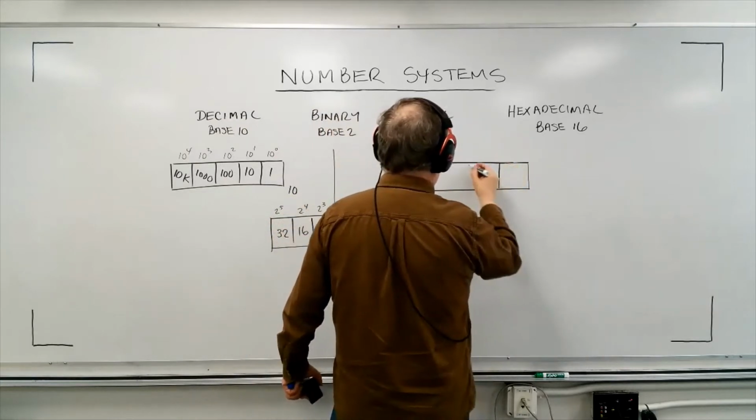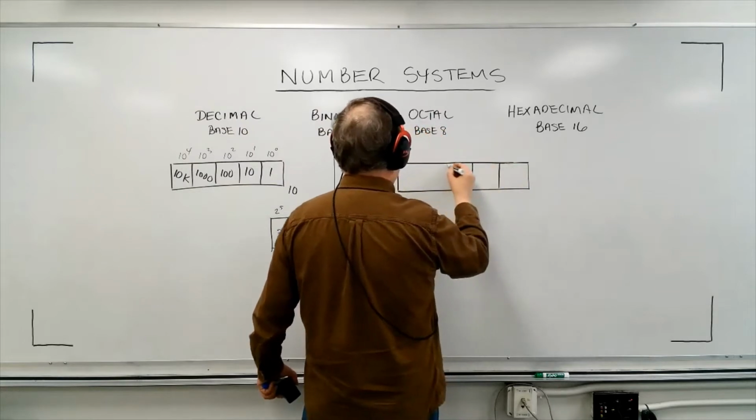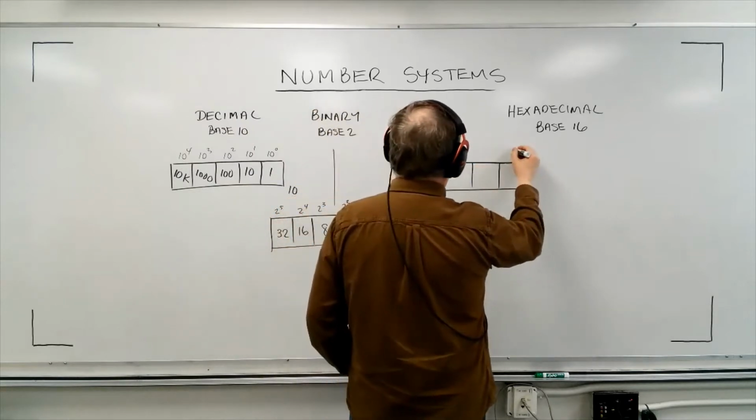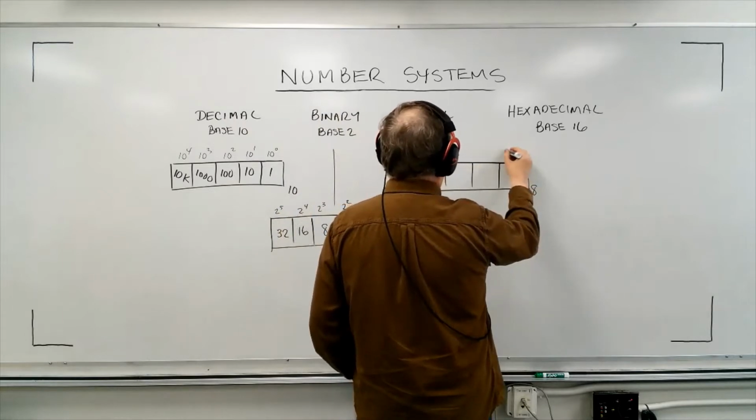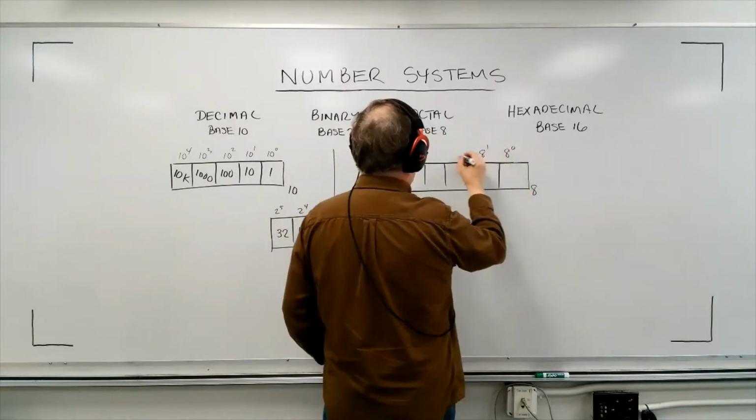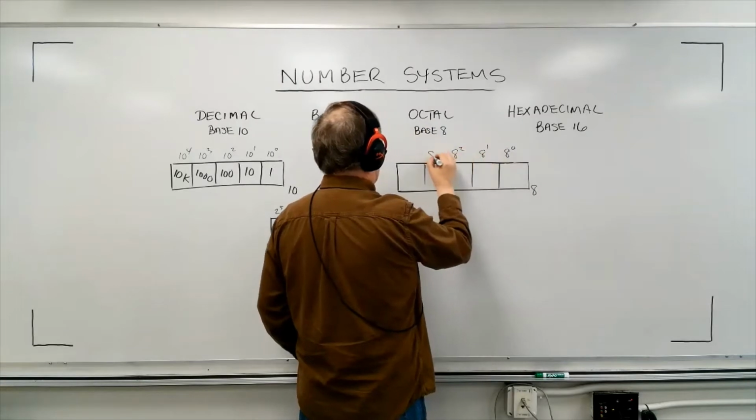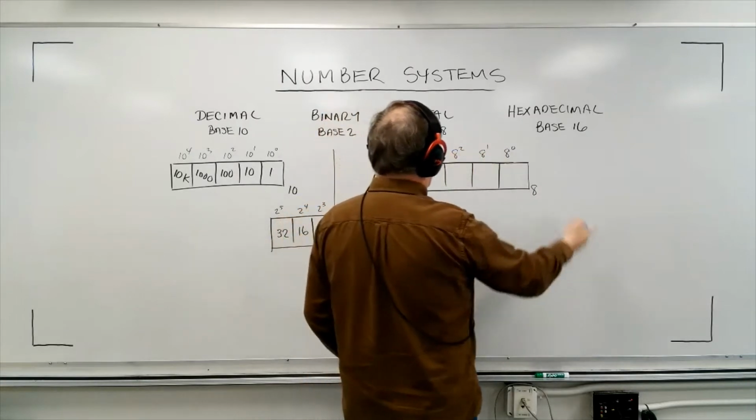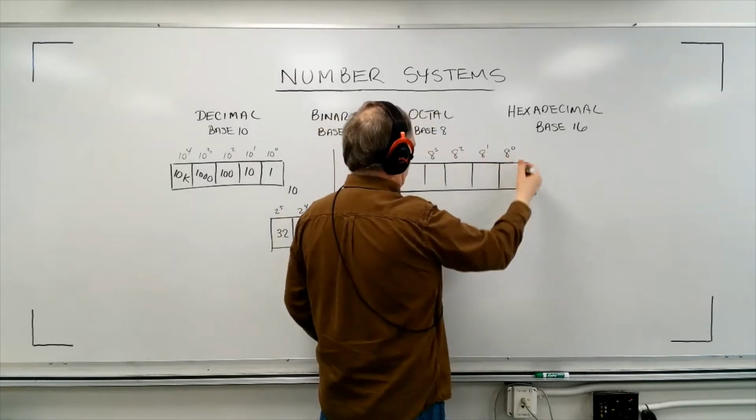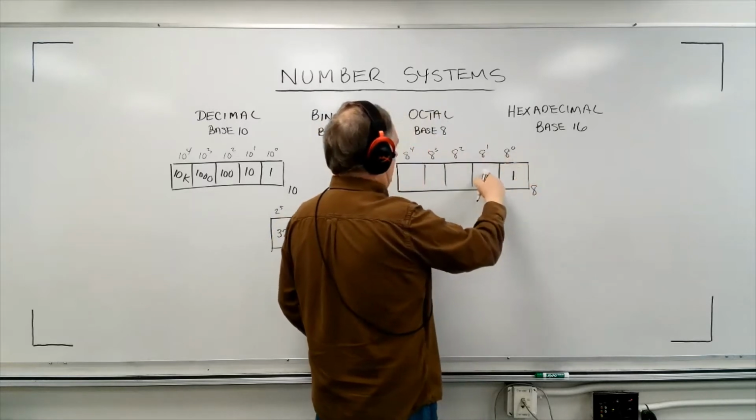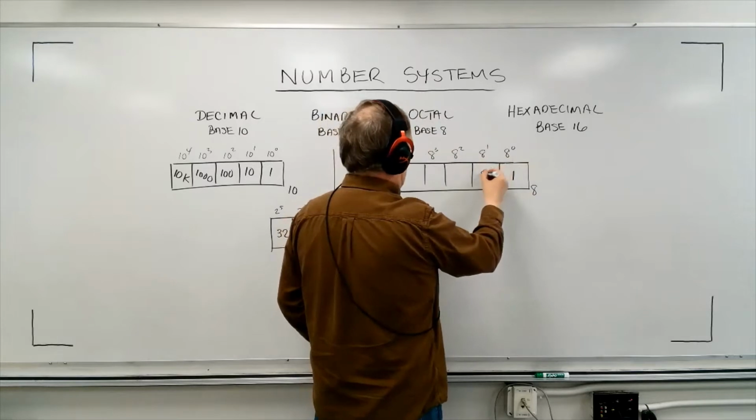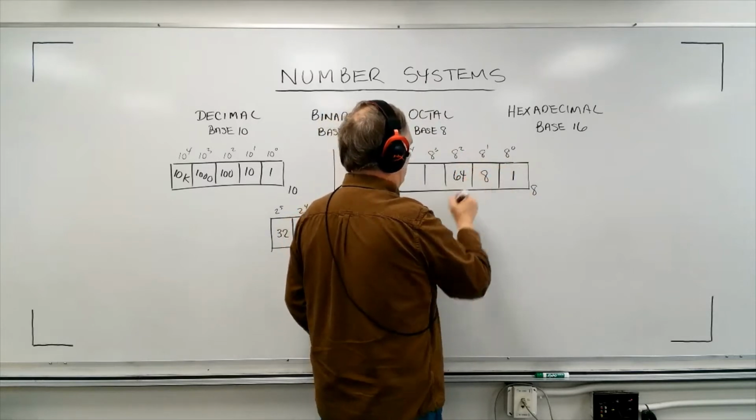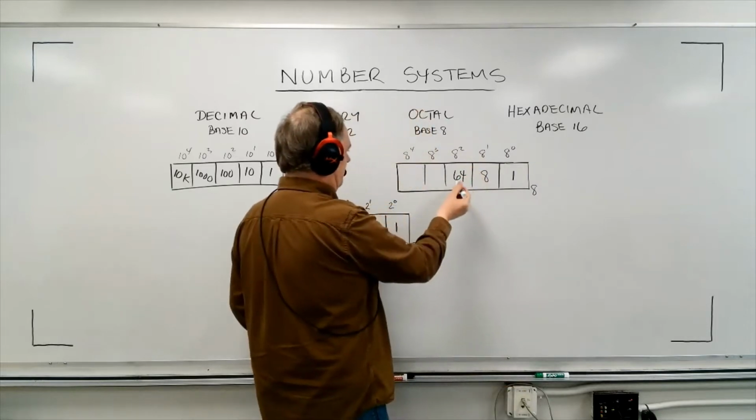Now there's octal. I'll make about 5 spaces. Now, here we have base 8. This is 8 to the 0, 8 to the 1, 8 to the power of 2, 8 exponent 3, 8 to the 4. What this really means is 8 to the power of 0 is 1. 8 to exponent 1 is 8. 8 to exponent 2 is 64, 8 times 8 being 64.